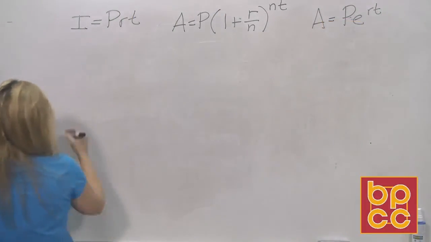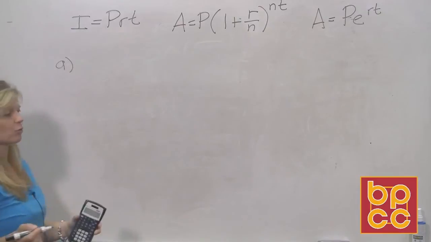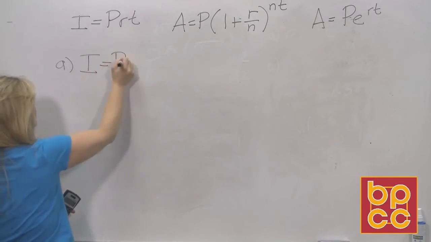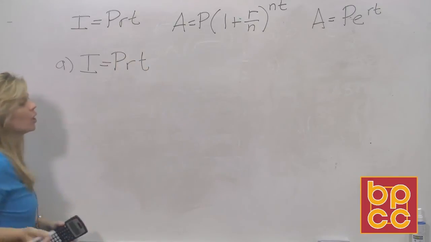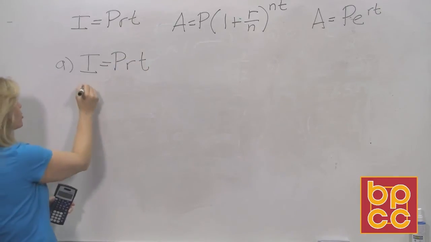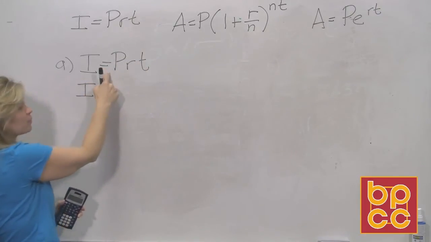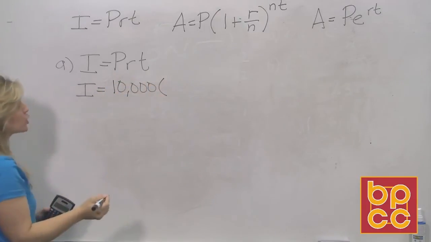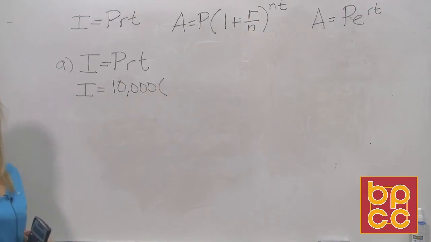So the first question, A, said simple interest. So you're going to write your formula: I equals P R T. You're going to fill it in. I is interest. I don't know that. The principal, we're investing $10,000. The interest rate was 1.8%.